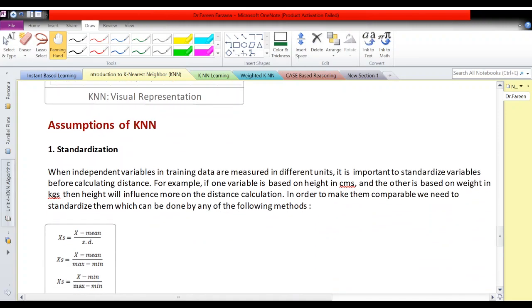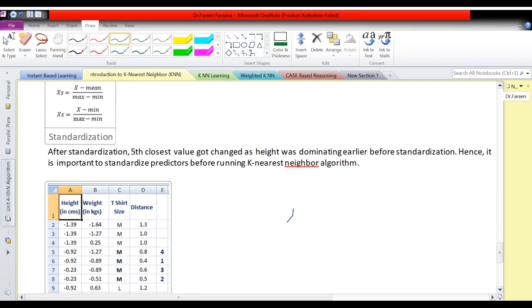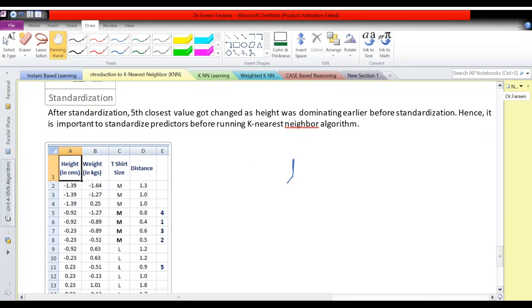So now what we have to do is, sometimes we have to go for standardization. When independent variables are measured in different units, we need to standardize the variables. So instead of x minus mean divided by standard deviation, what we do here is x minus the minimum value divided by maximum minus minimum. So when you go for standardization of the values, then what happens? See, now there are no same values here. You can have different rankings, 1, 2, 3, 4 and 5.